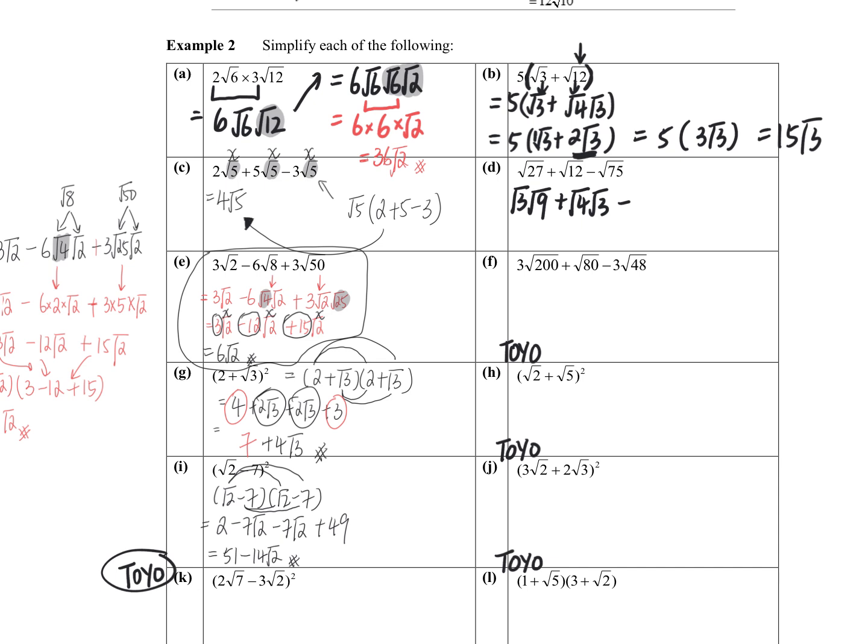Okay, 75, we will split 3 times 25 because 25 is a perfect square. So let's try to simplify this. Root 9 is 3. Okay, all these perfect squares, go and simplify it. So root 9 is 3. Root 4 is 2. Root 25 is 5. So if you simplify 3 plus 2 minus 5, there's nothing left.